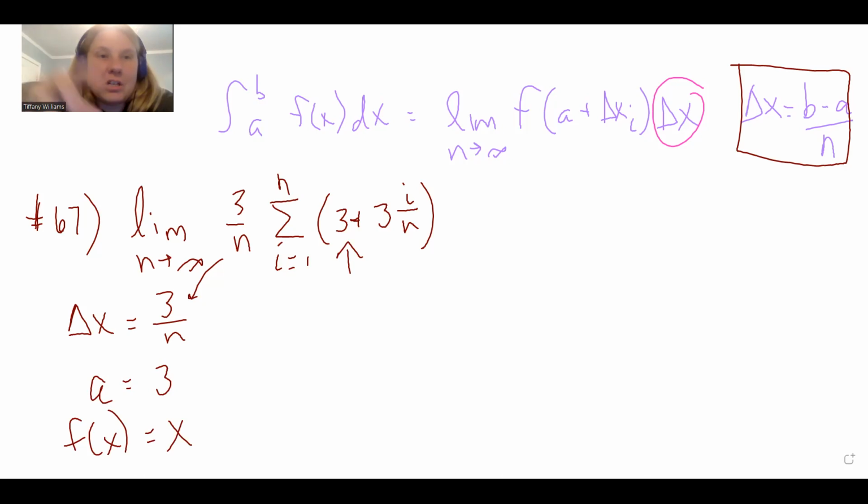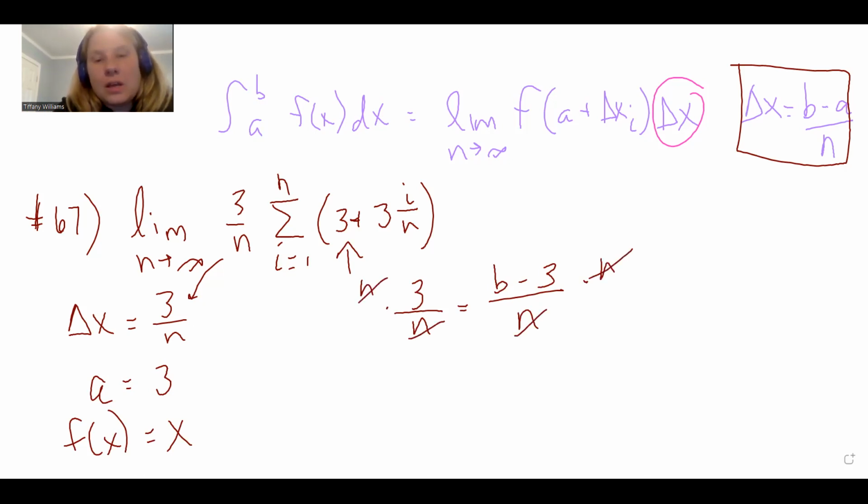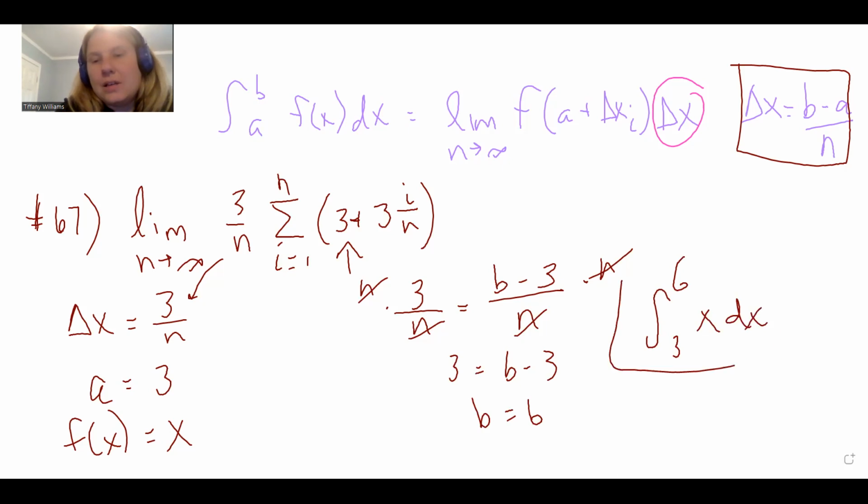Now, this gives me enough information to find my b. So my delta x equals b minus a over n. Again, I'm going to multiply both sides by n. So I get 3 equals b minus 3. Add my 3, so I get b equals 6. So my final answer here is going to be the definite integral from, what was my a? 3. My b was 6. My f of x was x, and dx. So that's the answer that they are looking for there.